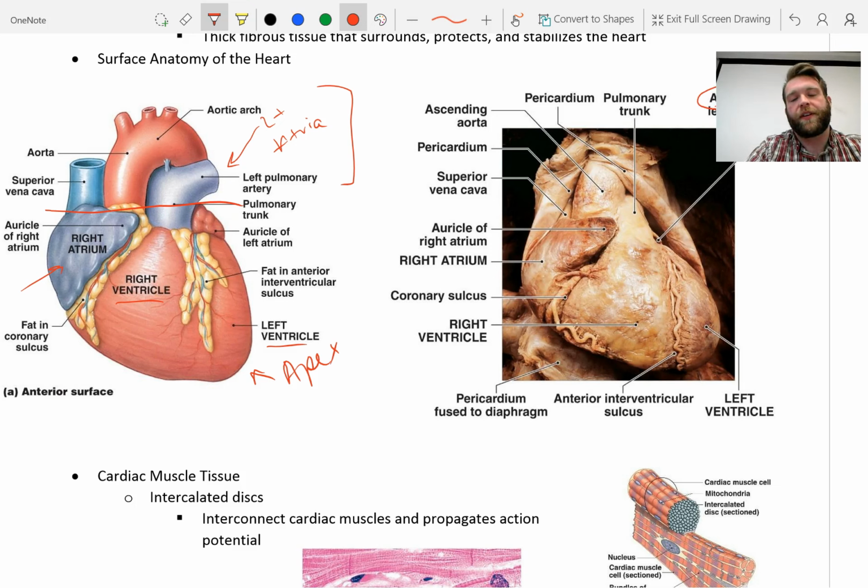So the auricles of your heart are referring to the left and right atria, so these projections on here. So these actually expand when your atria fills with blood and then contracts to pump it into the next ventricle. Okay.